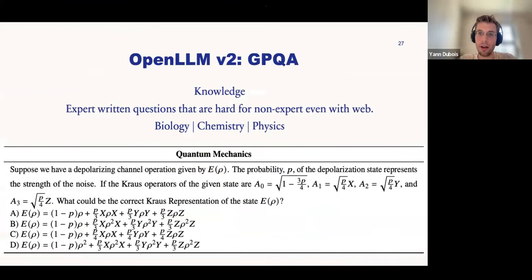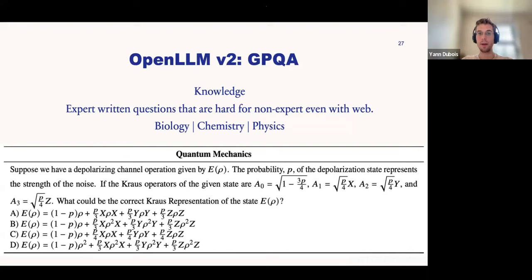Great. Another data set in this OpenLLM v2 benchmark is also about measuring knowledge of these models. This is called GPQA. It consists of questions that are written by experts and are supposed to be hard for non-experts, even if they use Google. Basically, they write questions such that non-experts who search on Google for 30 minutes cannot find the answer.